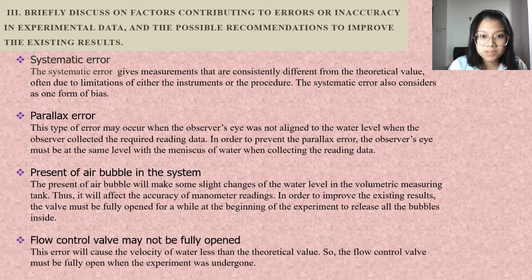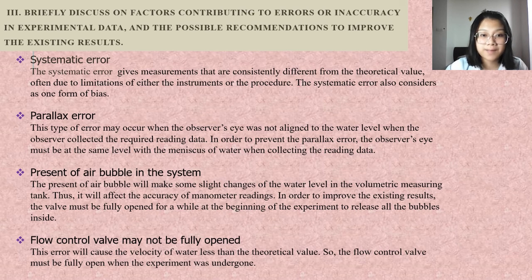First and foremost, we have the systematic error. Systematic errors give measurements that are consistently different from the theoretical values. It is often due to limitations of either the instruments or the procedures. This type of systematic error is also considered as one form of bias.